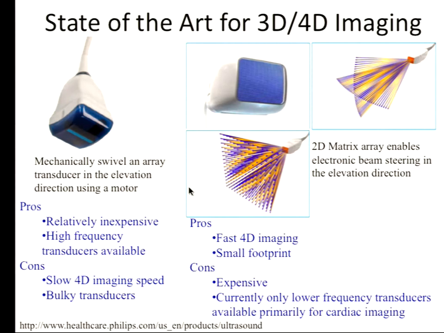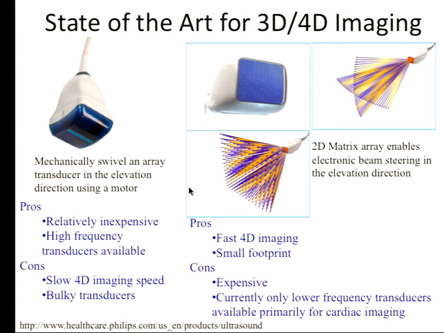Now, the pro of using a mechanically scanned array is that it's relatively inexpensive. Nowadays, there are some high-frequency transducers that are available, going up to 14 megahertz, which could be suitable for the kind of applications that you are used to. The matrix transducers currently are primarily for cardiac imaging. They use low-frequency transducers. So high-frequency matrix transducers would potentially come in the future, but they're currently not available.